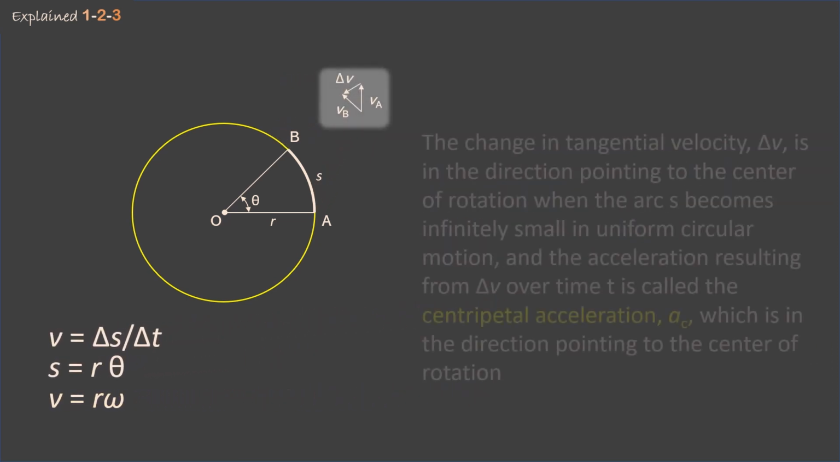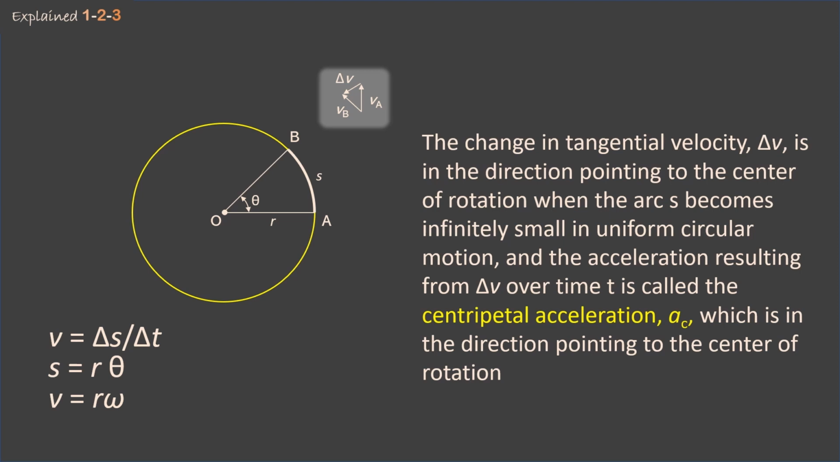The direction of the change of tangential velocity in uniform circular motion is pointing to the center of rotation. This can be illustrated by the velocity vector diagram here. When the arc length becomes infinitely small, delta v will become obvious pointing to the center of rotation O. This change in tangential velocity results in a center-pointing acceleration known as the centripetal acceleration, a sub c.